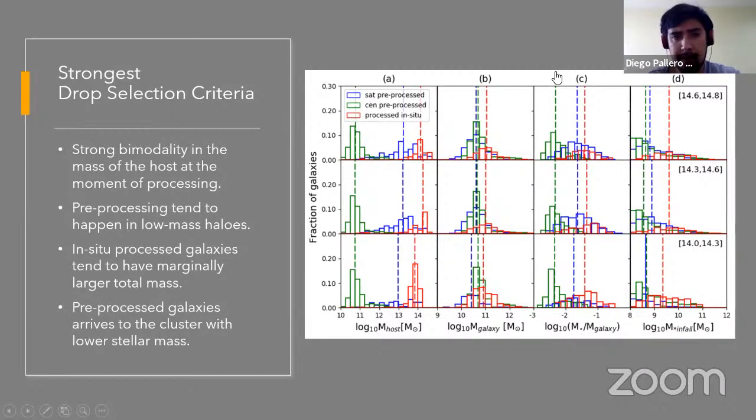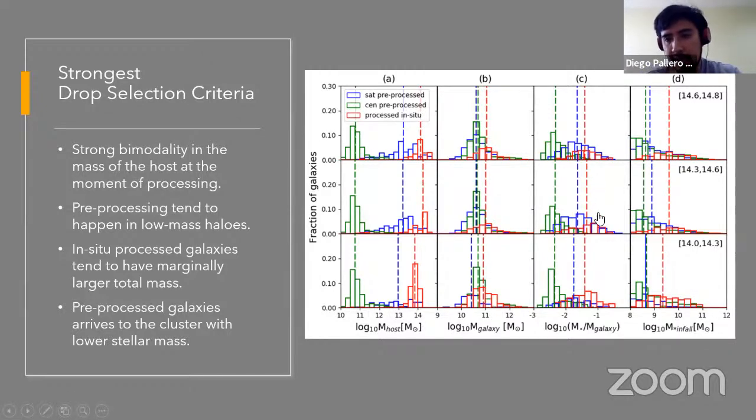Satellites are usually quite dark matter dominated, but are a completely different kind of population. Besides those satellites, the distribution for host mass at the time of the strongest drop is quite broad. So this shows that the preprocessing, as we define it, doesn't have much to do with the environment of a galaxy.